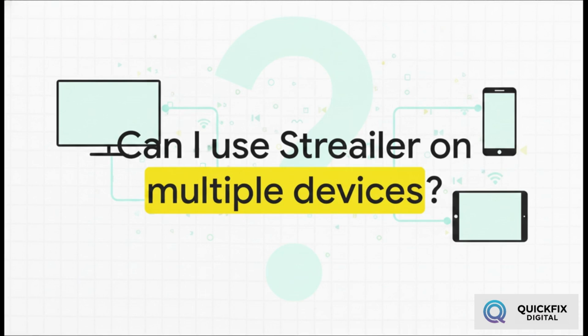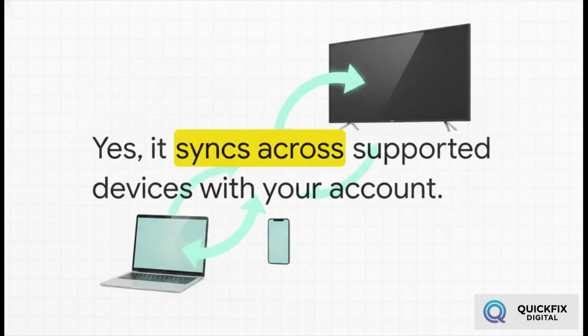Next up, can I use Streailer on multiple devices? This is a huge deal for cord cutters, because there is literally nothing worse than getting your living room TV perfectly dialed in, only to realize you have to start completely from scratch when you grab your tablet in bed. Well, the answer here is a resounding yes. It's actually one of my favorite parts of this setup. Once installed, Streailer seamlessly syncs across all supported devices connected to your Stremio account. That means you only have to do the manifest URL setup one single time. Do it on your laptop, and boom, it's instantly ready to go on your smart TV, your phone, or anywhere else you log in. It is so easy.